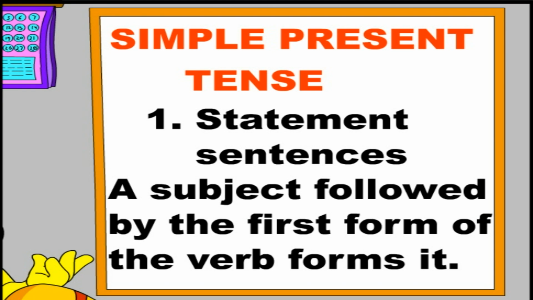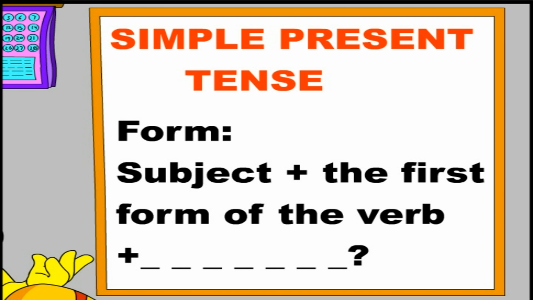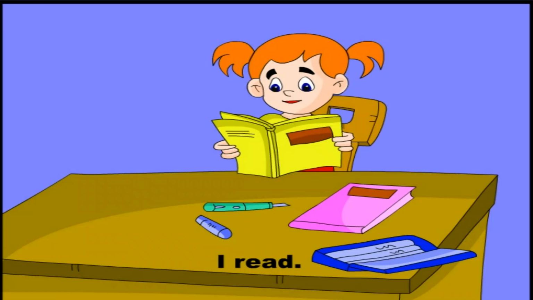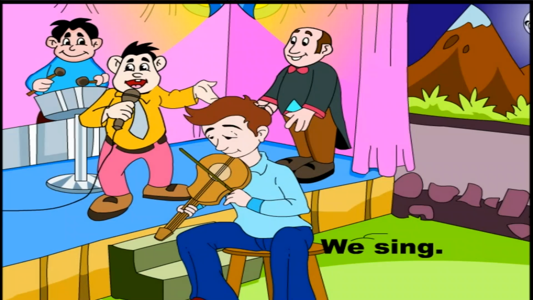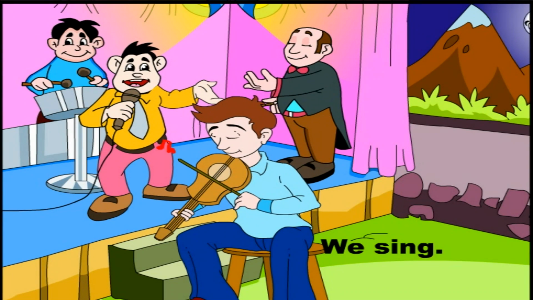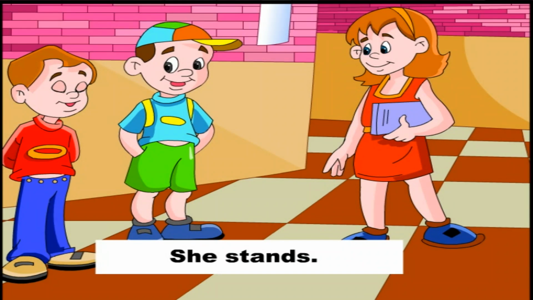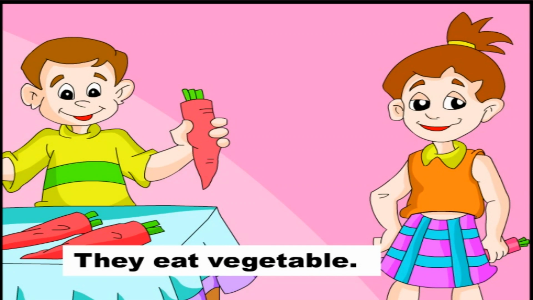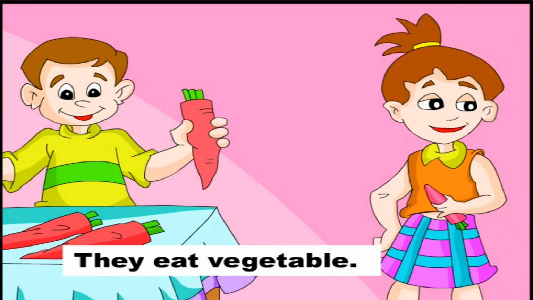1. Statement sentences. A subject followed by the first form of the verb forms it. Form: subject plus the first form of the verb plus the work. Examples: I read. We sing. She stands. They eat vegetables.